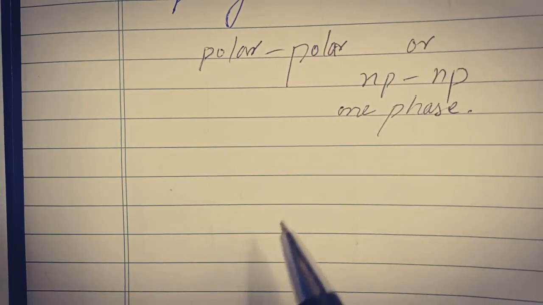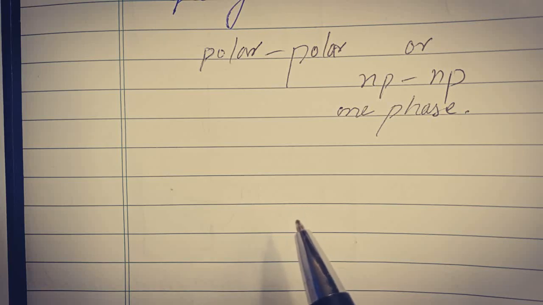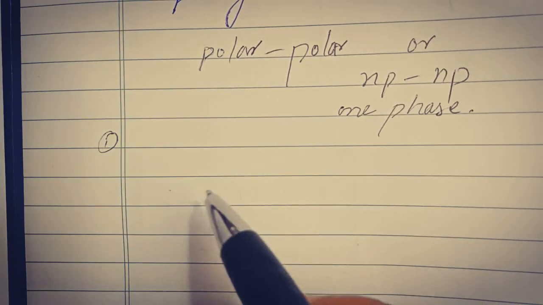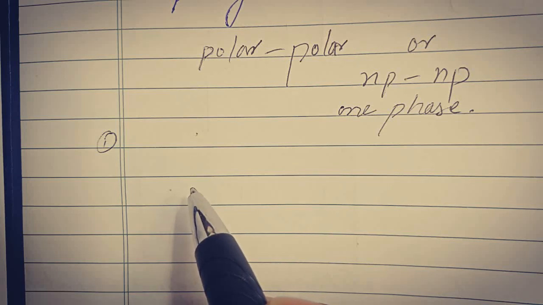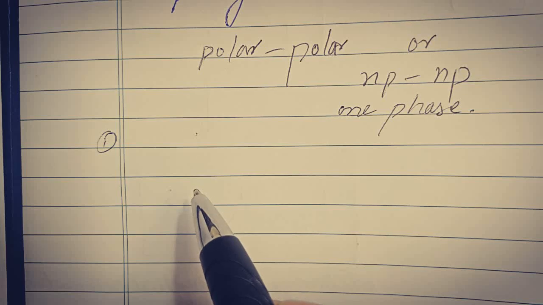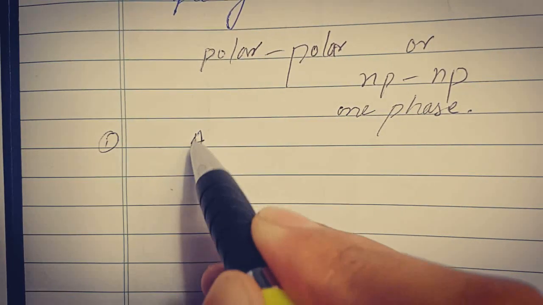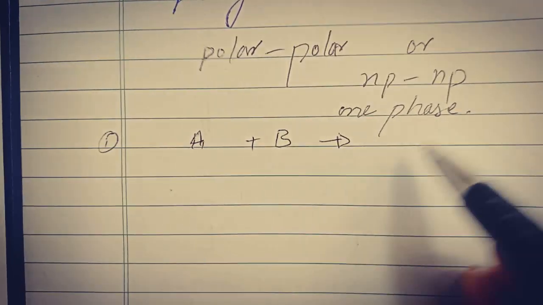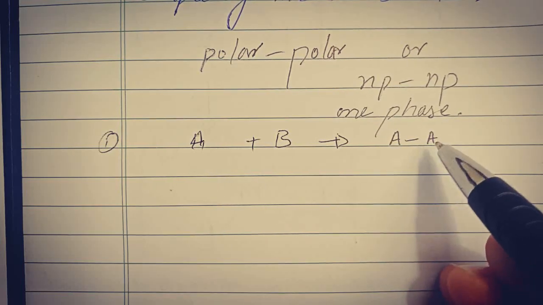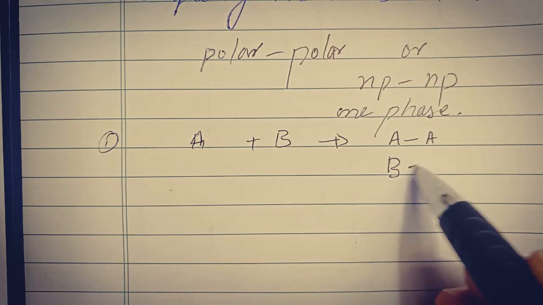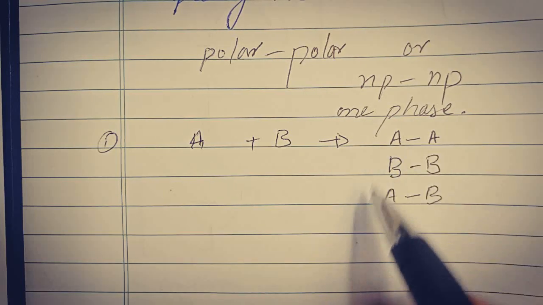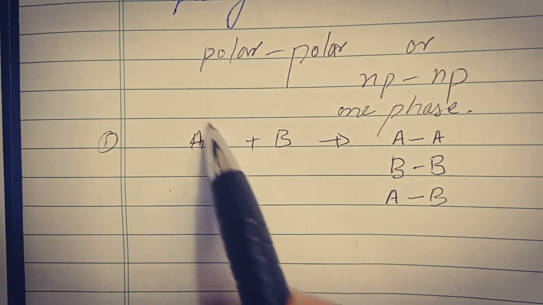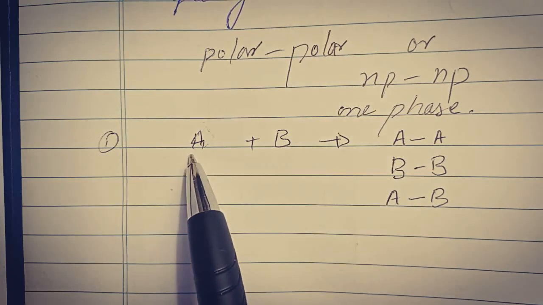In order to differentiate between ideal and non-ideal solutions, some of the following criteria are taken into consideration. The first one is, if the forces of interaction of the components after mixing are the same as among the molecules of pure components, then the solution is ideal. For example, if we have component A mixed with B, after mixing we have interactions: A with A, B with B, and A with B. All these forces must be similar to those observed among the molecules of pure components A and B.